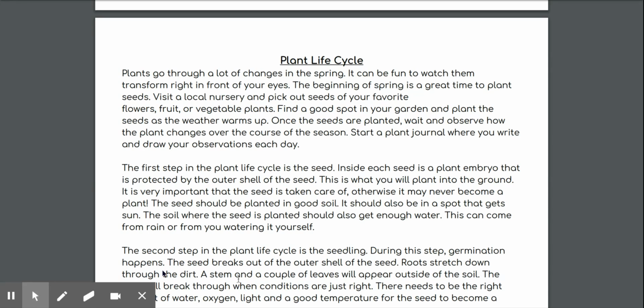The first step in the plant life cycle is the seed. Inside each seed is a plant embryo that is protected by the outer shell of the seed. This is what you will plant into the ground. It is very important that the seed is taken care of. Otherwise, it may never become a plant. The seed should be planted in good soil. It should also be in a spot that gets sun. The soil where the seed is planted should also get enough water. This can come from rain or from you watering it yourself.